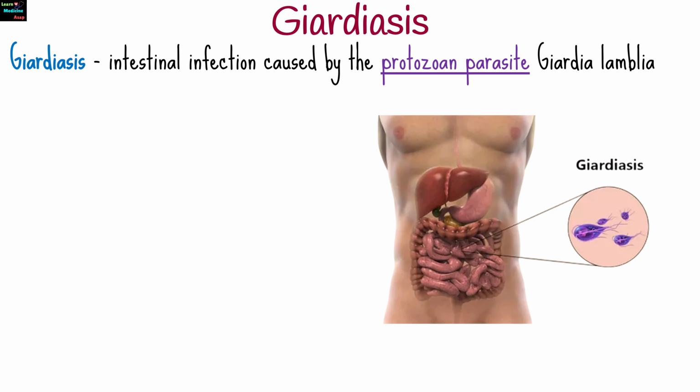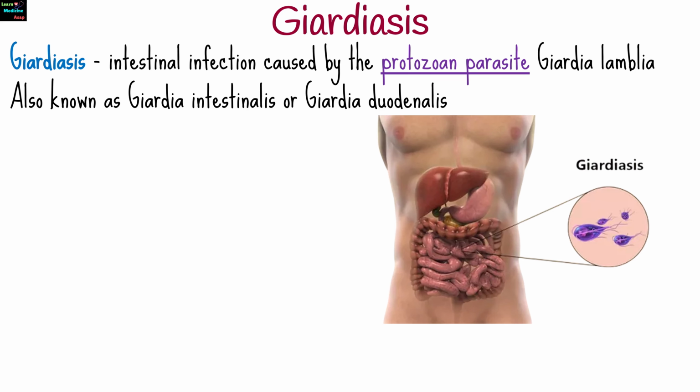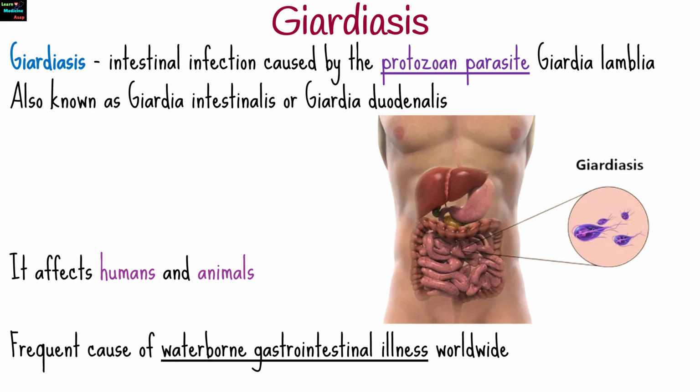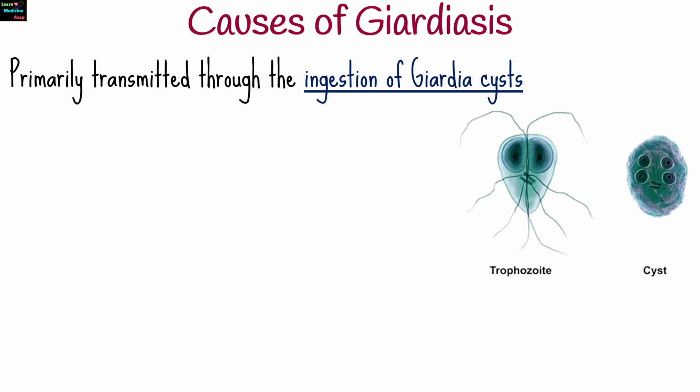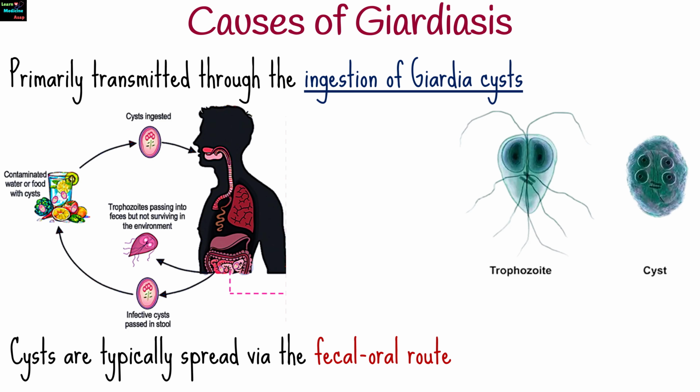Giardiasis is a common intestinal infection caused by the protozoan parasite Giardia lamblia, also known as Giardia intestinalis or Giardia duodenalis. It affects humans and animals and is a frequent cause of waterborne gastrointestinal illness worldwide. Giardiasis is primarily transmitted through the ingestion of Giardia cysts. These hardy cysts are typically spread via the fecal-oral route.